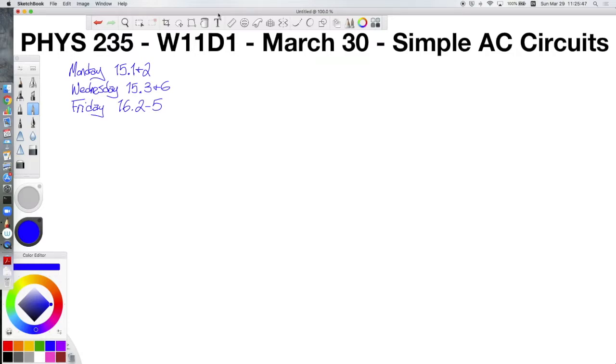Today is week 11, day 1, scheduled for release on March 30th, and we're going to be talking today about simple AC circuits. Just a brief note, I've made some slight changes to the syllabus schedule for this week. Today, Monday, we're going to just cover sections 1 and 2 out of Volume 2, Chapter 15, and on Wednesday, in the same chapter, we'll do sections 3 and 6. Then Friday, we'll be doing a brief overview of Chapter 16, kind of just some of the high points and big ideas in Chapter 16.